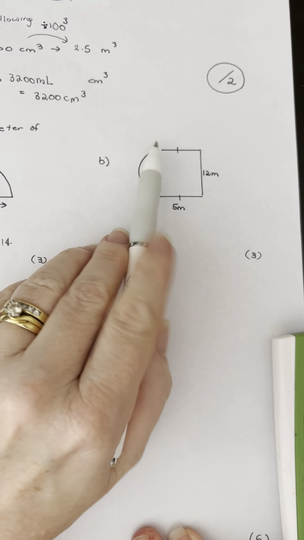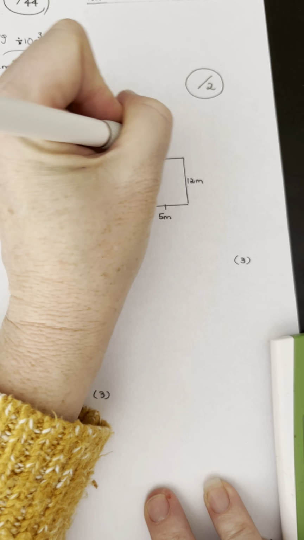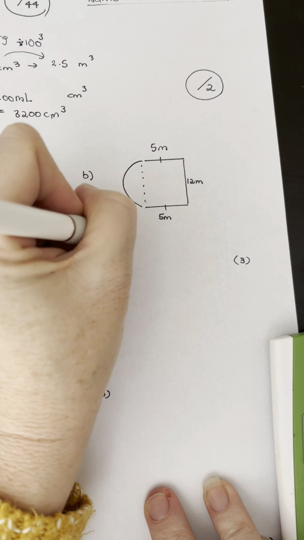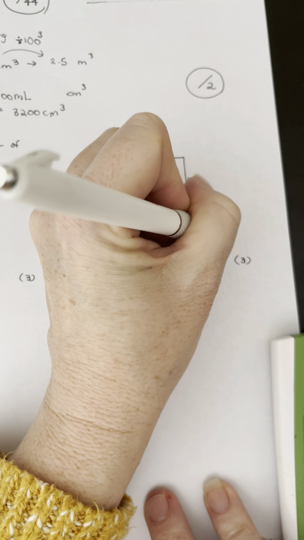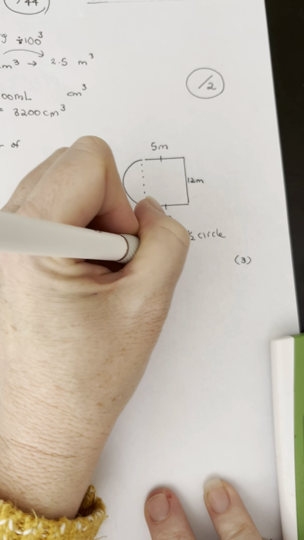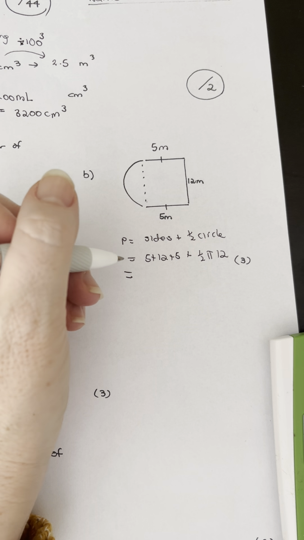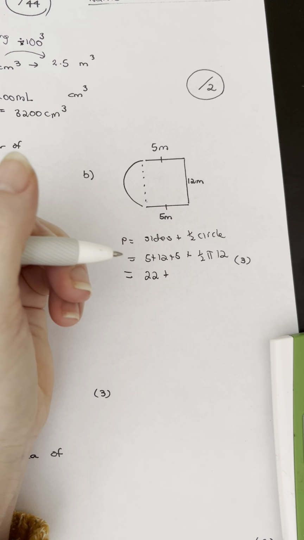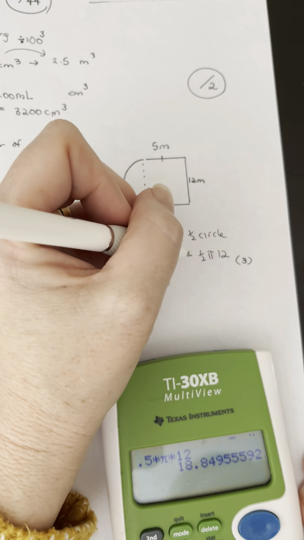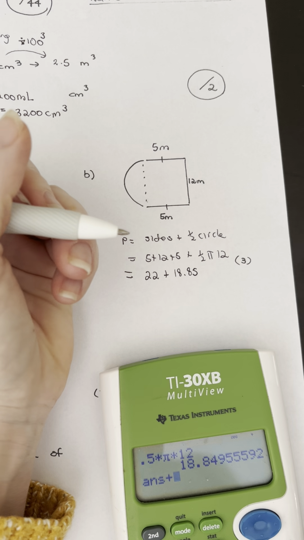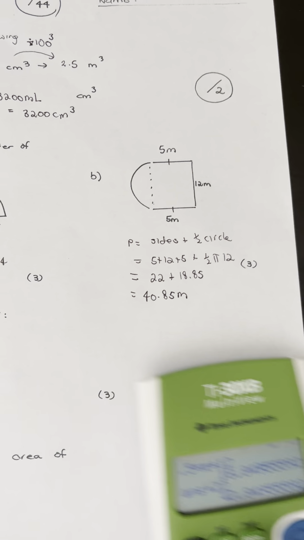For this one over here, we've got the half circle, but we've also got this rectangle added on. So when we do our perimeter, we've got the 5 plus the 12 plus the 5, so the sides plus the half circle. So we've got 5 plus 12 plus 5 plus a half pi times 12. The 5 plus the 12 plus the 5 is going to be 22, and then 0.5 times pi times 12 gives us 18.85. Add that to the 22, and we get 40.85, and that is metres for that question.